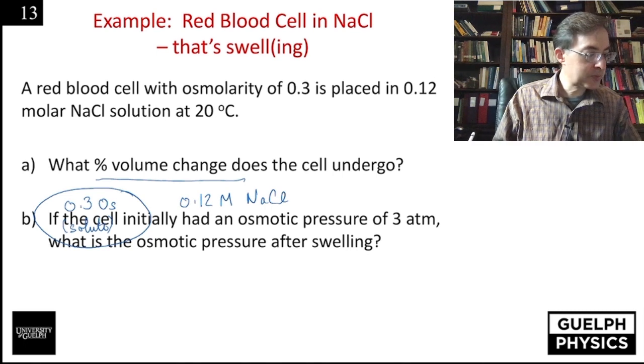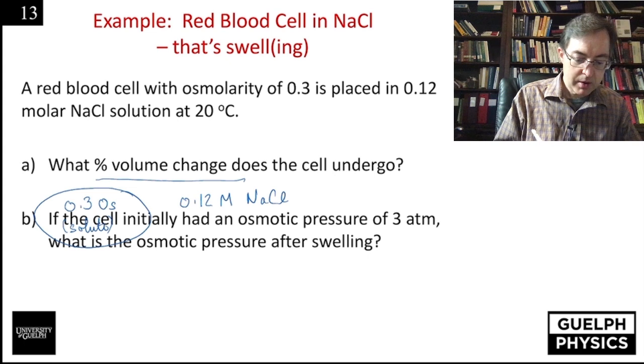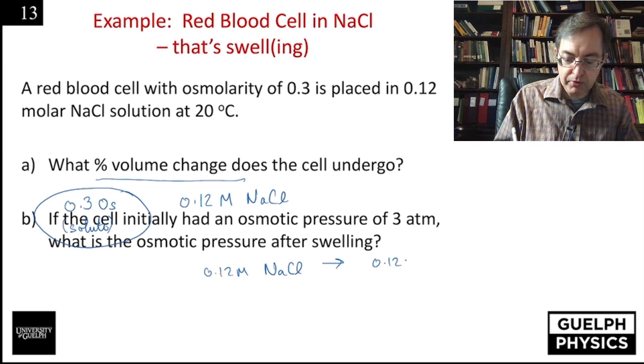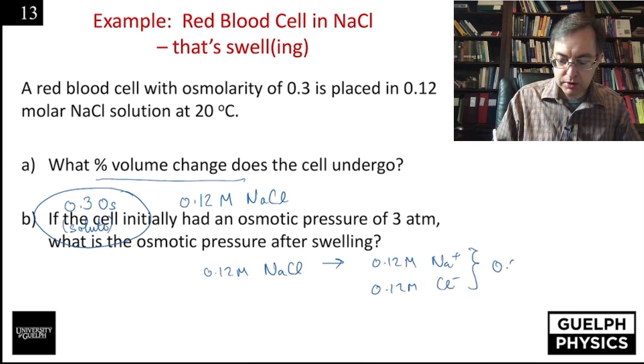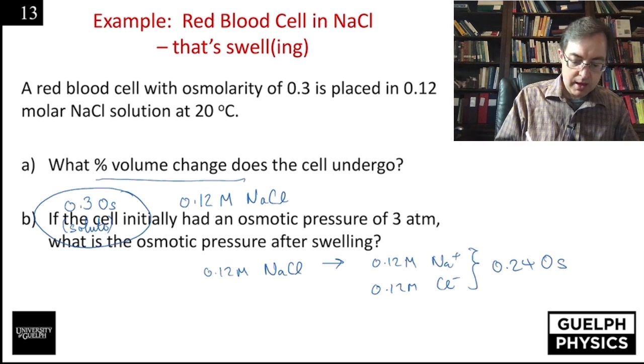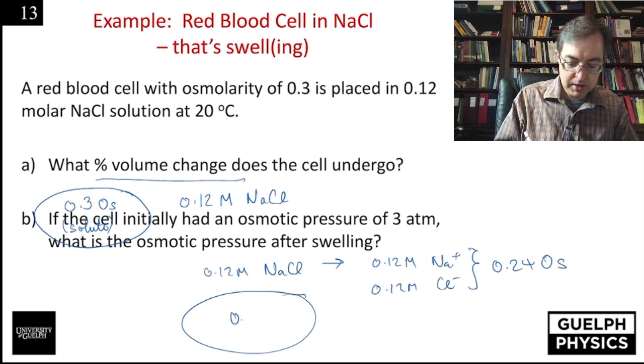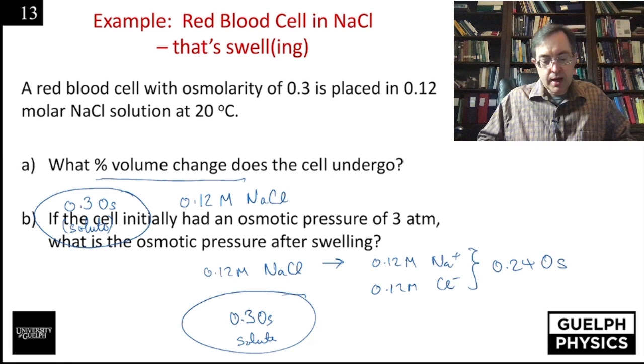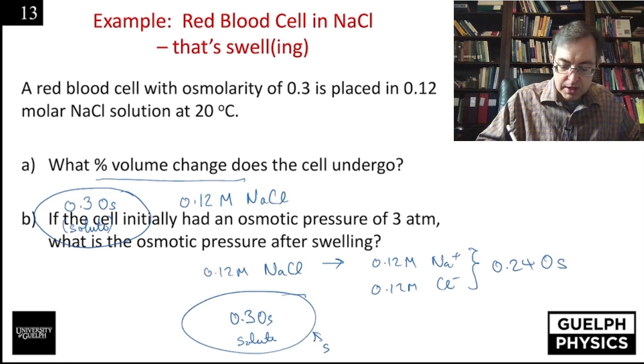Well, remember that a 0.12 molar sodium chloride solution corresponds to 0.12 molar sodium and 0.12 molar chloride, and that corresponds to a 0.24 osmolar solution of sodium chloride, okay? And then you have this cell, which I'll just repeat here, at 0.3 osmolar of some solute in the cell, okay? Now, the membrane here is semi-permeable.